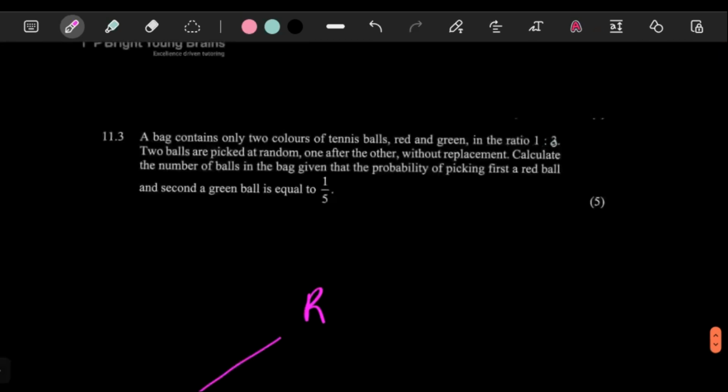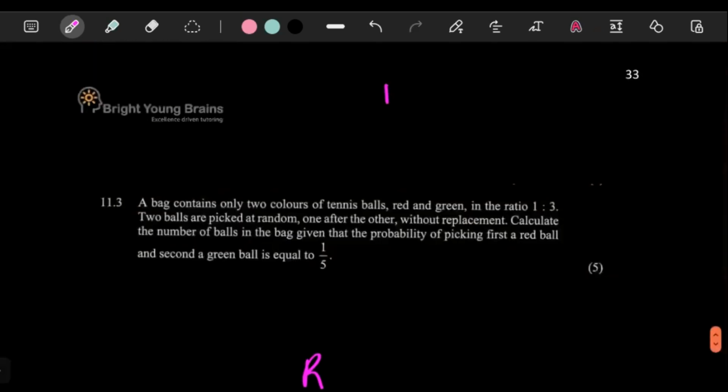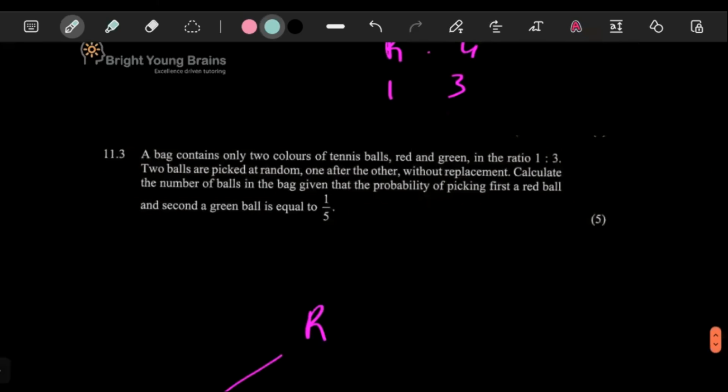So they said in the ratio 1 to 3. So whatever the red ones are and whatever the green ones are, the ratio is 1 to 3, meaning you have 3 times more green balls than the red ones.